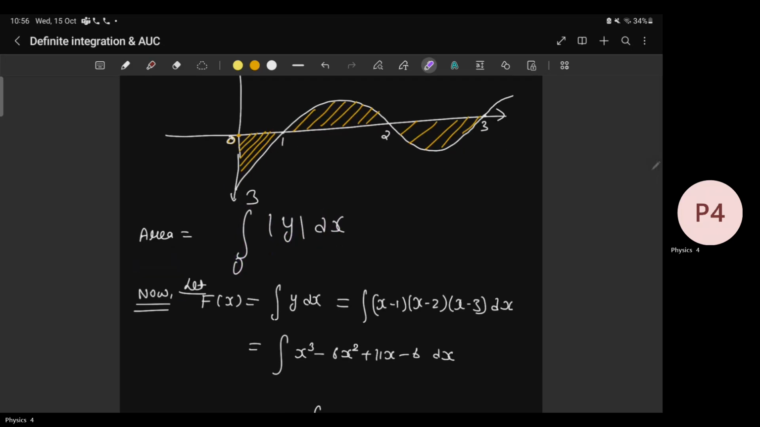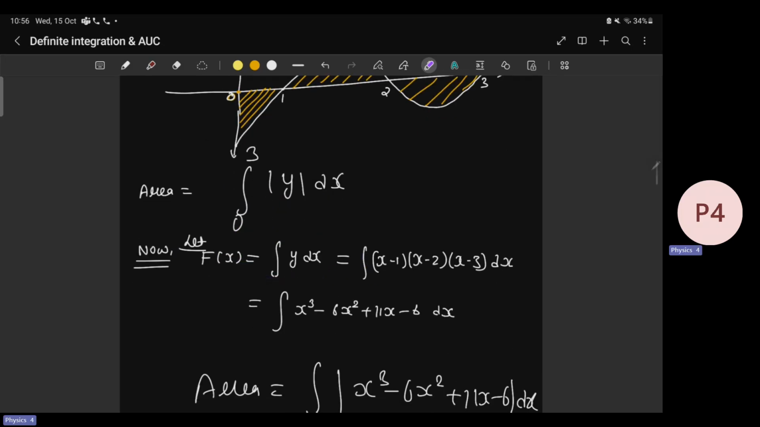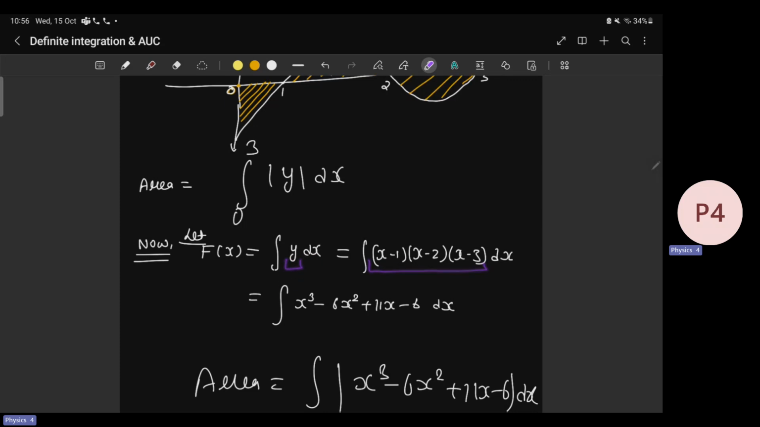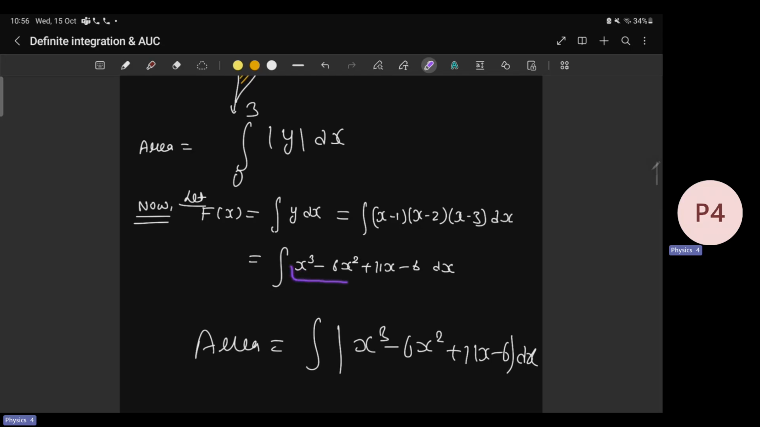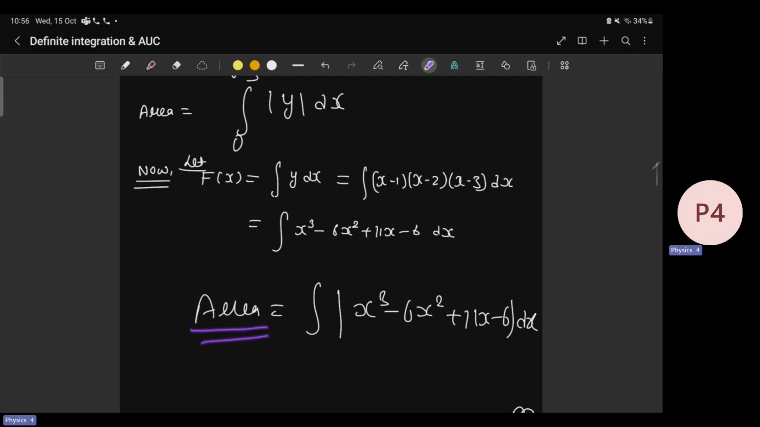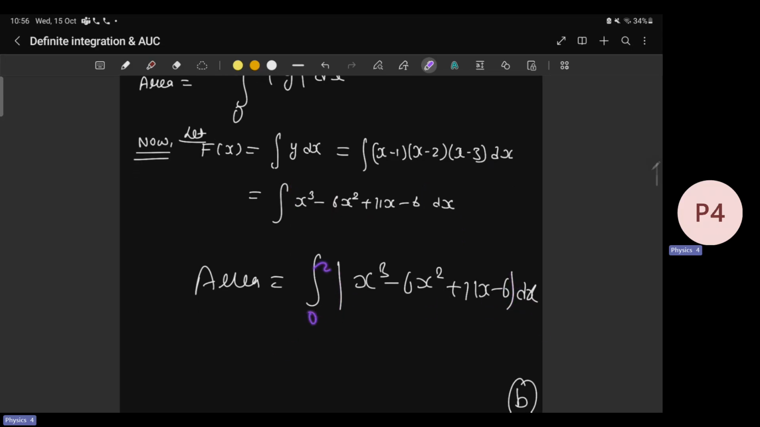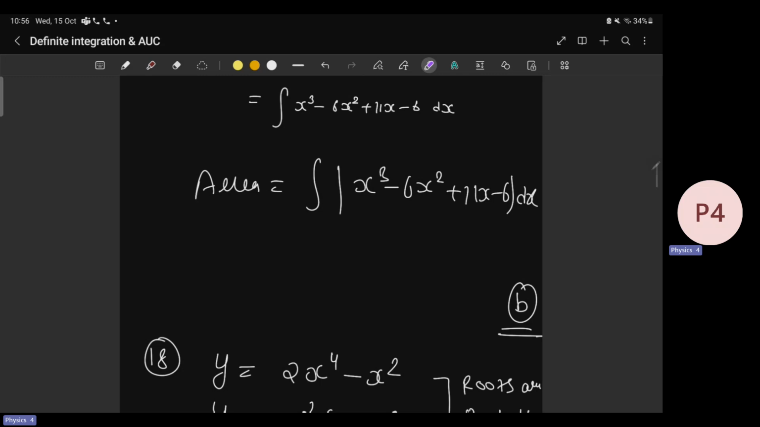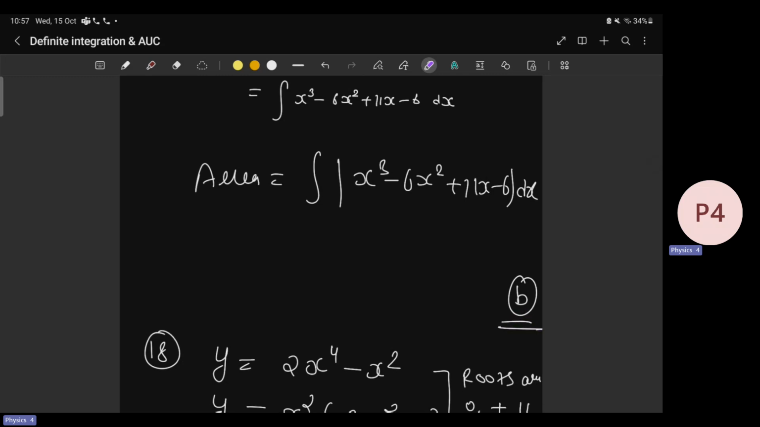First we will find y equals x minus 1, x minus 2, x minus 3. If you multiply these three, you will get x cube minus 6x square plus 11x minus 6. So the area will be the magnitude of y, that is modulus of y dx, from 0 to 3. So this is given in option number B. This is quite an easy question.